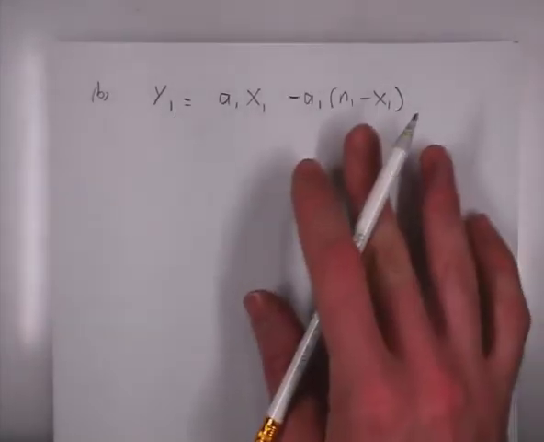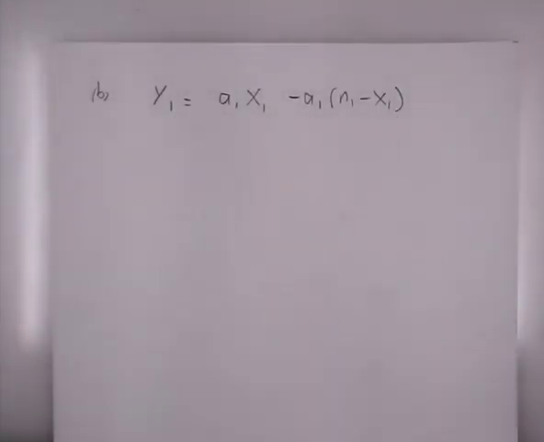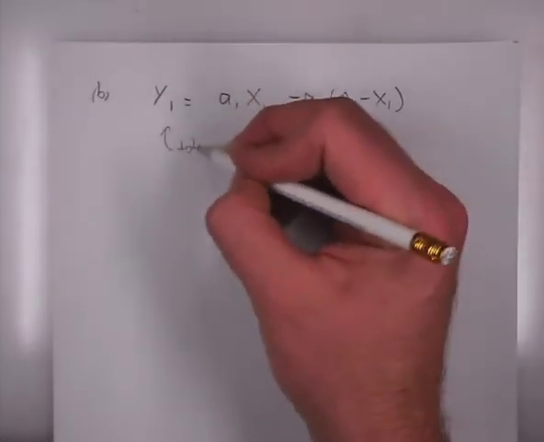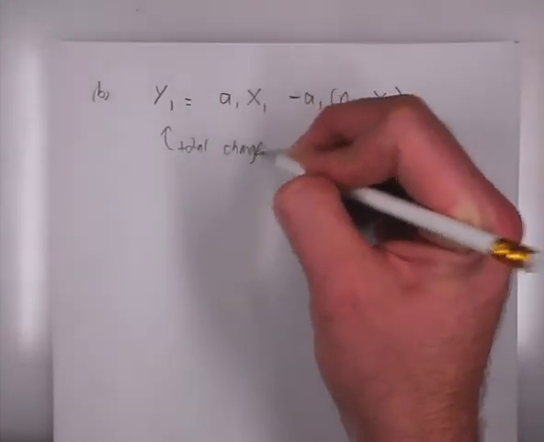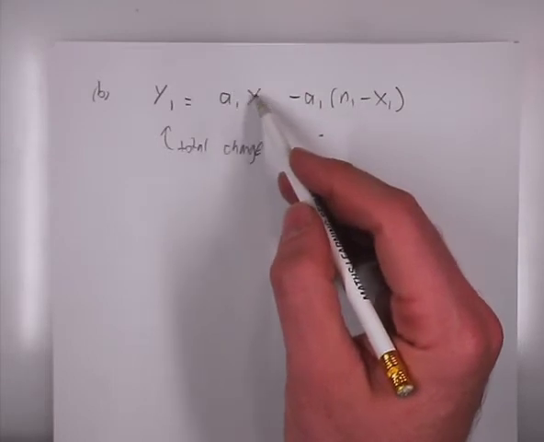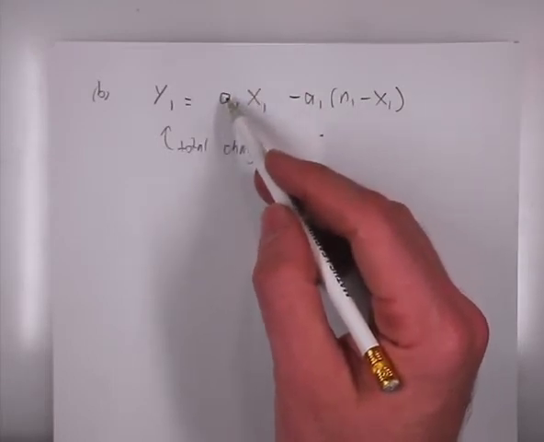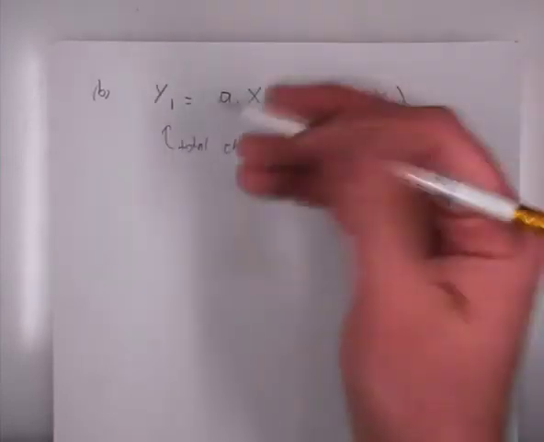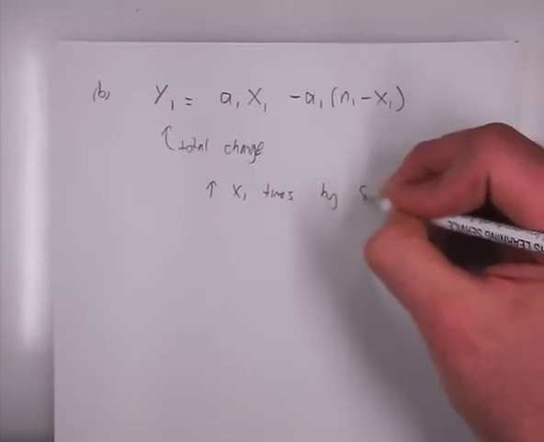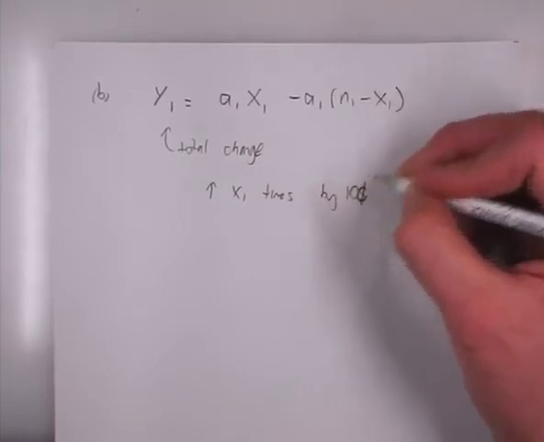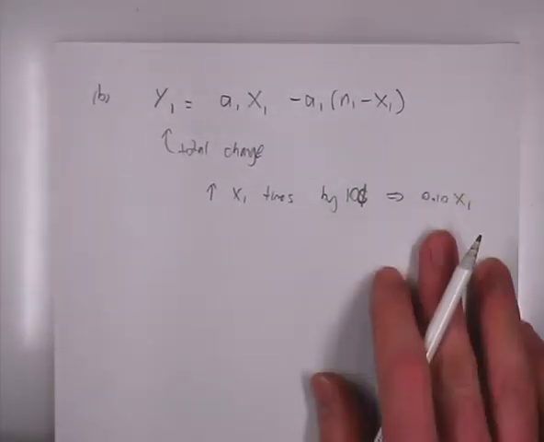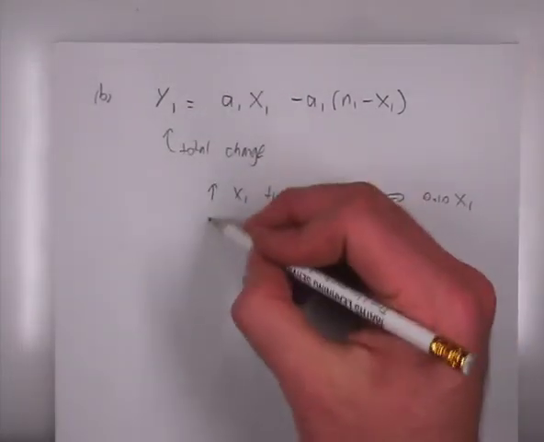Okay, so that's y1. They've given you the formula for what happens, but this is actually the total change, right? So if we think it through, it's gone up this many times, and each of those makes it go up by 10 cents, was it? Yeah. So, up x1 times by 10 cents would be 10 cents times x1, that's how much it goes up, which is what this is.